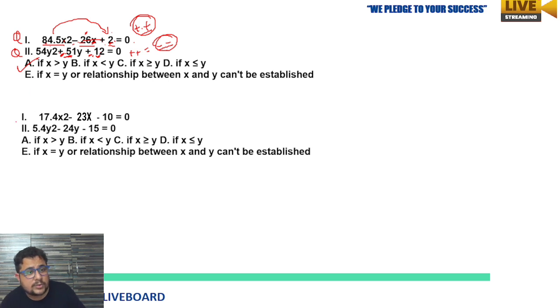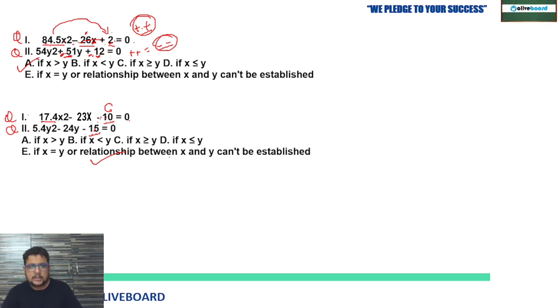Now let's move on to the second example. 17.4x square, again in decimal form, minus 35x minus 10 equals 0. Basically it will take some time, but you can directly solve it, because see, first equation, second equation, quantity 1, quantity 2 you have to check. The constant term is minus 10 in the first equation and in the second minus 15. In both equations it is negative or not, minus minus, right? So directly you can decide the relation cannot be established between x and y. This is going to be your answer.